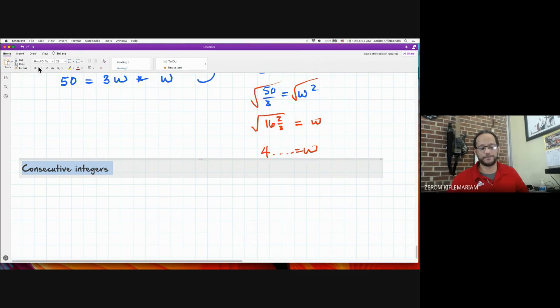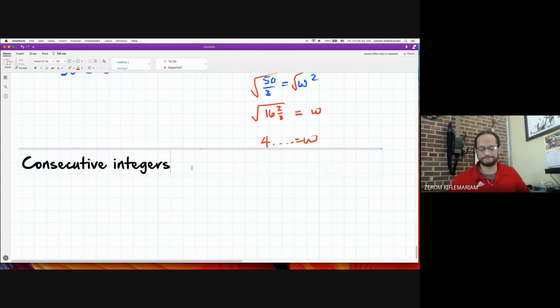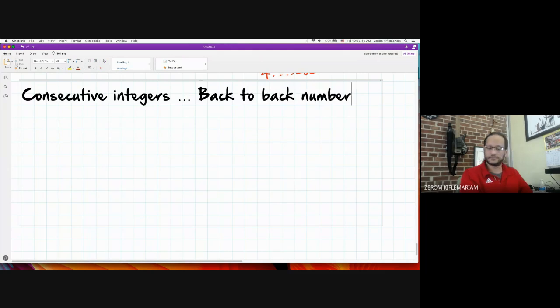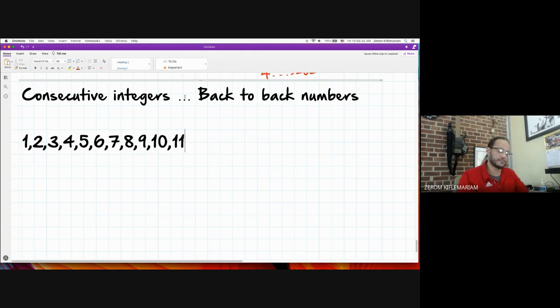What does this mean? Consecutive integers. Numbers that are next to each other. So the best way to understand would be, this one we call consecutive integers, right? So they are back-to-back numbers. Unless I made a mistake, that should be fine.